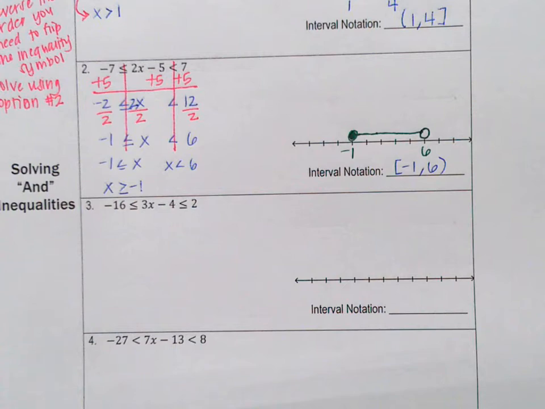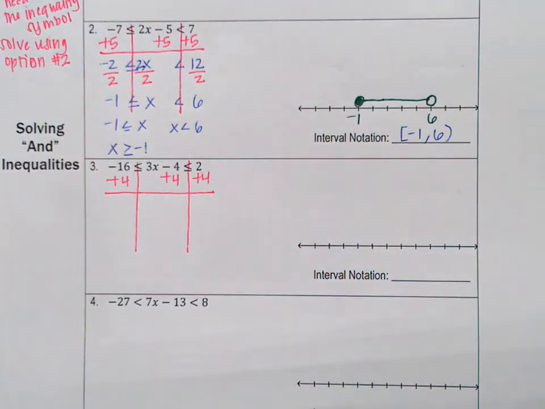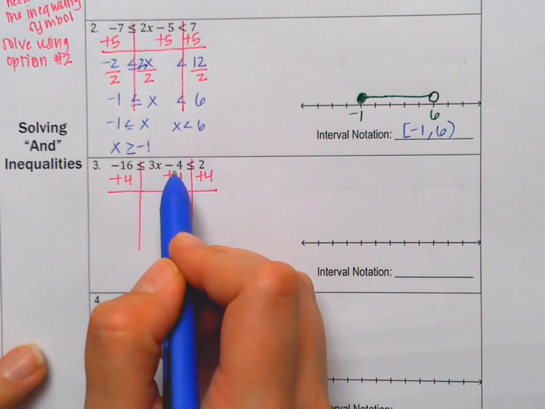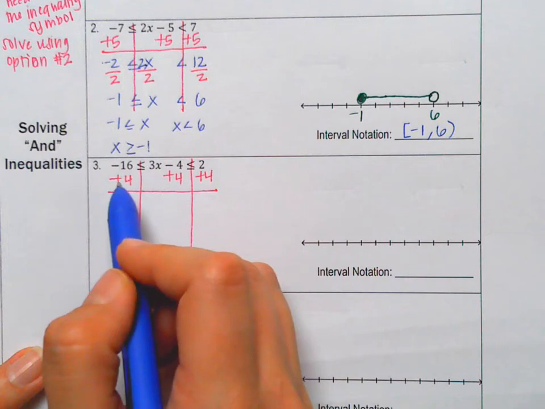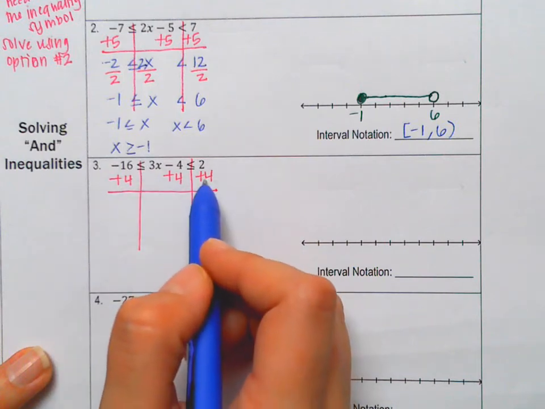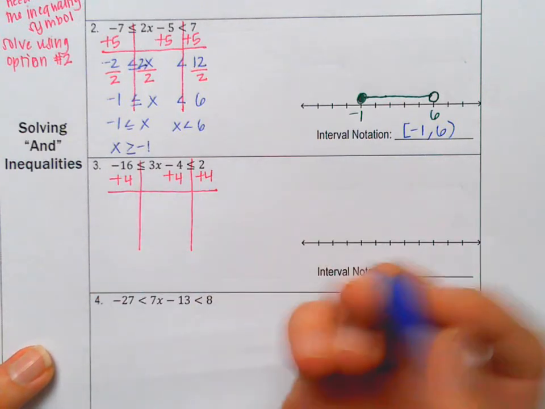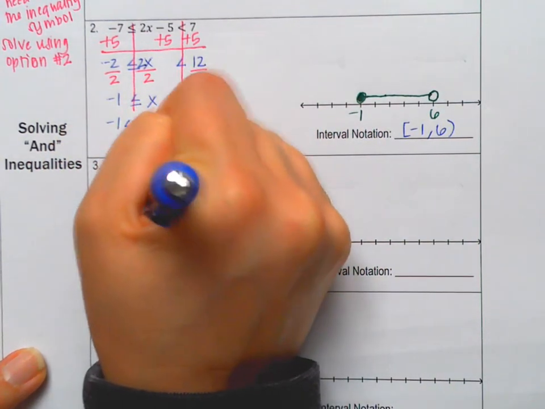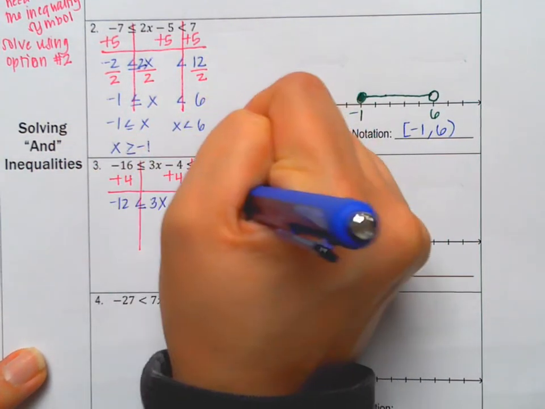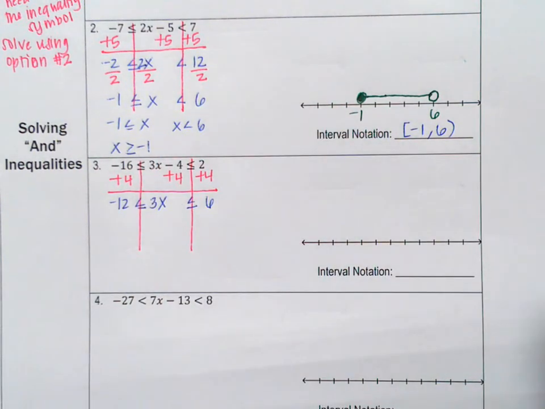So pause me and solve 3 on your own. So first step I did was I undid the subtraction from the middle. So I added 4, which means I add 4 to the left, I add 4 to the right. So -16 plus 4 is -12, less than or equal to 3x, which is less than or equal to 6.